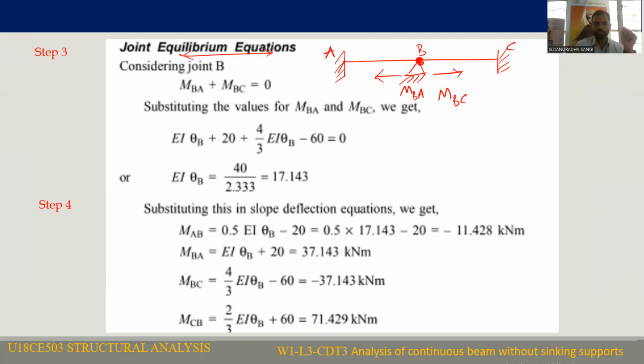From the joint equilibrium equation, this is a roller support, and the sum of the moments at the roller support must be equal to 0. That is, MBA plus MBC will be equal to 0. This is the condition because the roller support will not take any moment. MBA plus MBC equal to 0 is the equilibrium equation.